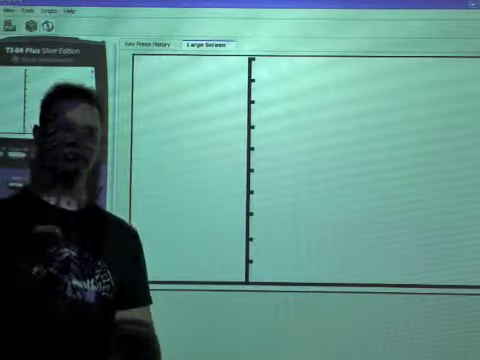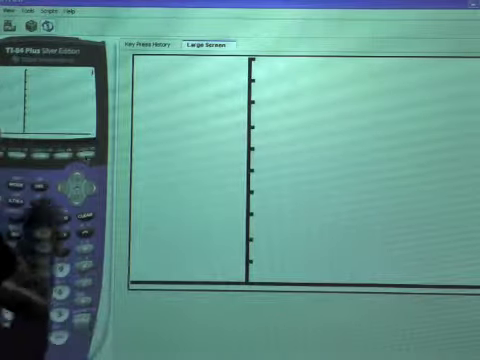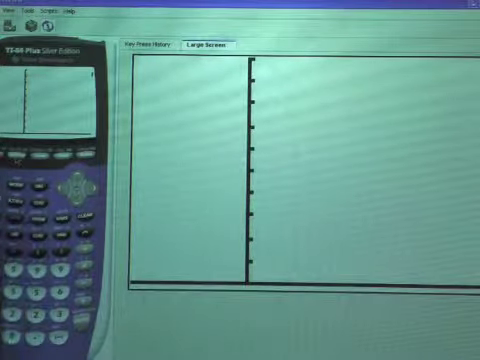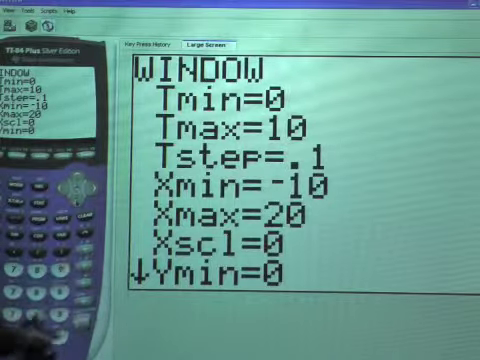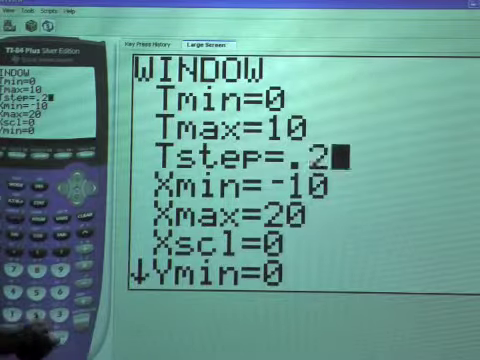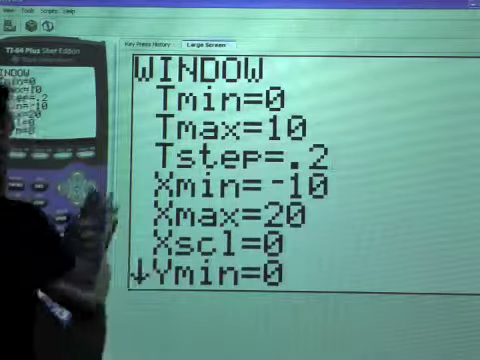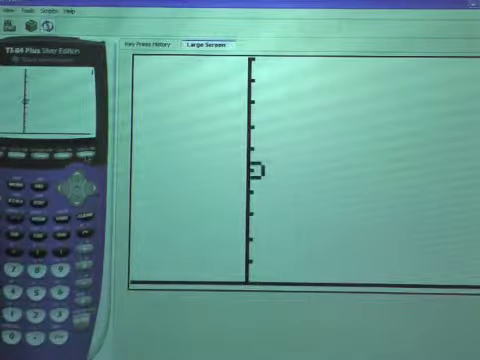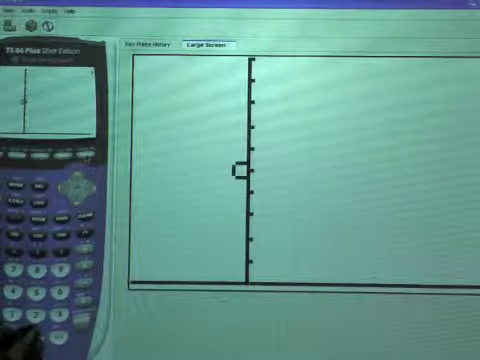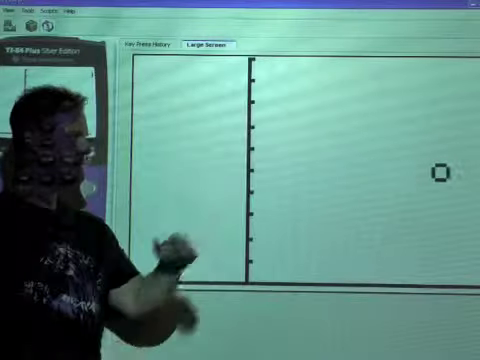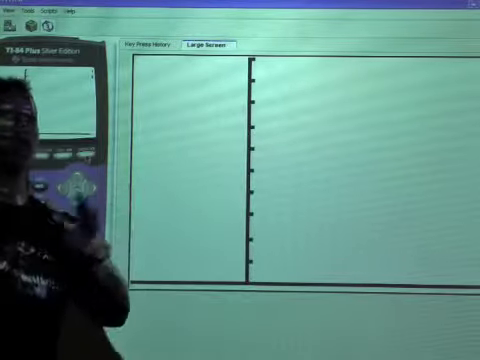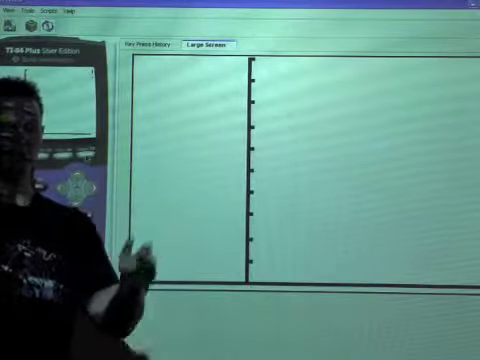Okay. Now if you'd like to speed that up a little bit, you can actually increase your t-step by changing that from 0.1 to like 0.2. It'll draw fewer points, so the whole thing will move a little faster, if it's going a little slow for you. And depending on your calculator, memory and stuff, it might be a different speed. Okay? But that'll help you at least visualize, and you can check your answers that way too.